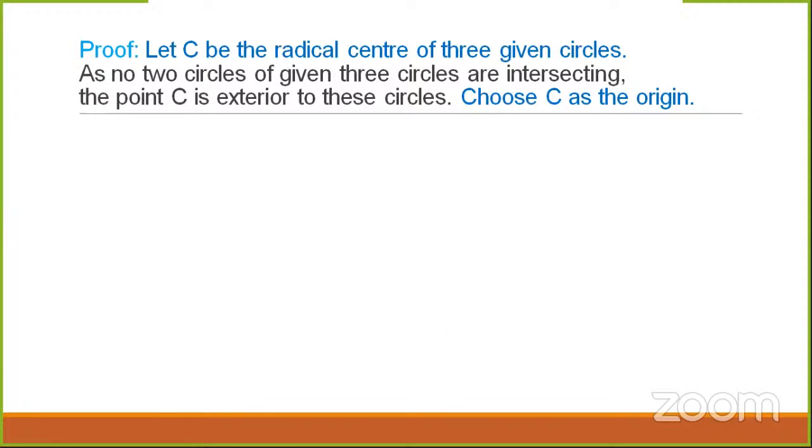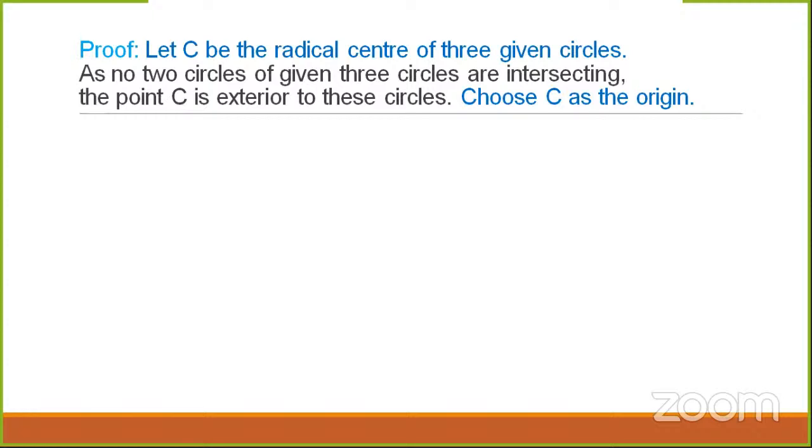For that, let us take the center. Let C be the radical center, because the required circle's center is the radical center, of the three given circles. As no two of the three given circles are intersecting, the point C is exterior to the circles. C lies in the exterior of the given circles. It neither lies in the first circle, nor in the second circle, nor in the third circle. What enables us to conclude this is that the given circles are not intersecting.